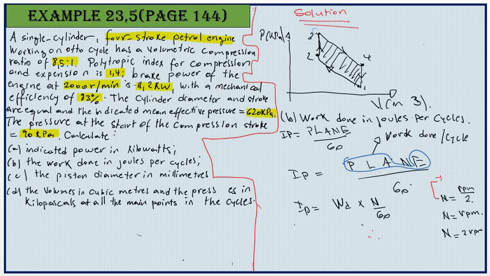So that is used for a 4-stroke engine, that is for a 2-stroke engine, and this one is used for a double-acting engine. So we need to consider the first scenario.